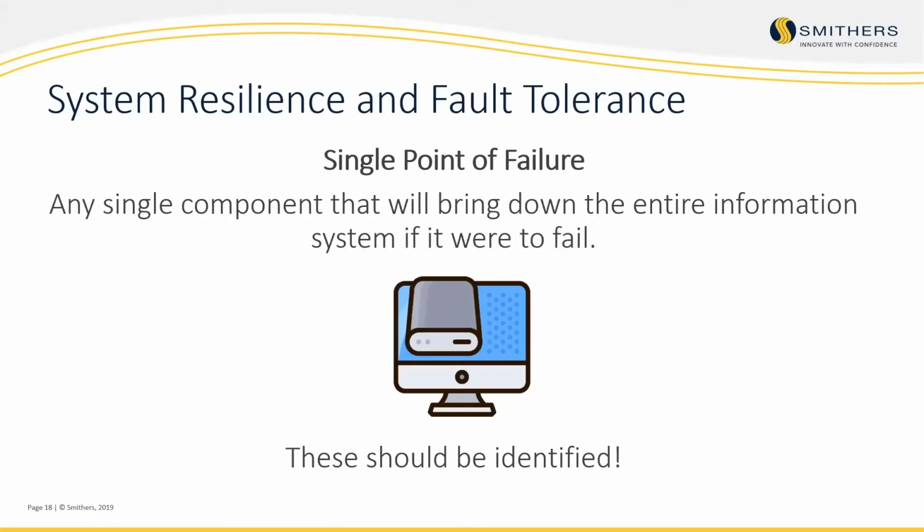So let's talk about system resilience and fault tolerance. We'll look at the principles of system resilience and fault tolerance in this section, as well as a few examples of how to make your systems more stable overall. First off, you should identify your single points of failure. These are any single components that will bring the whole system down if they were to fail. Obviously, these could be detrimental to your operations.